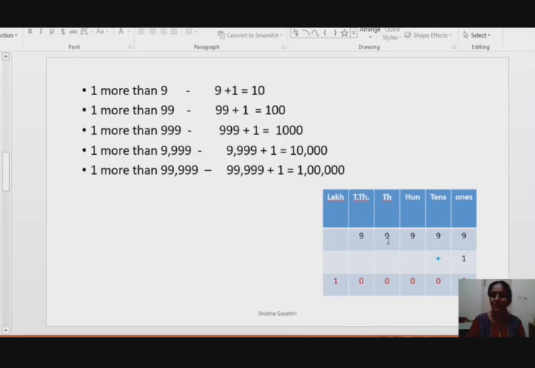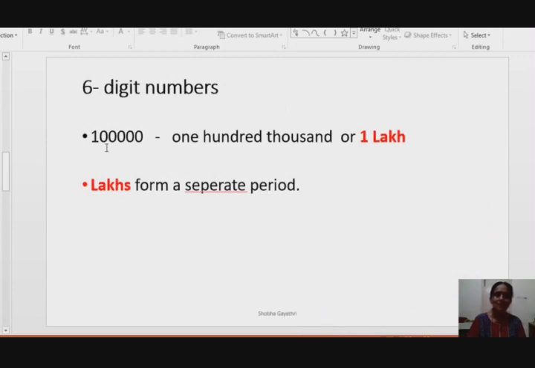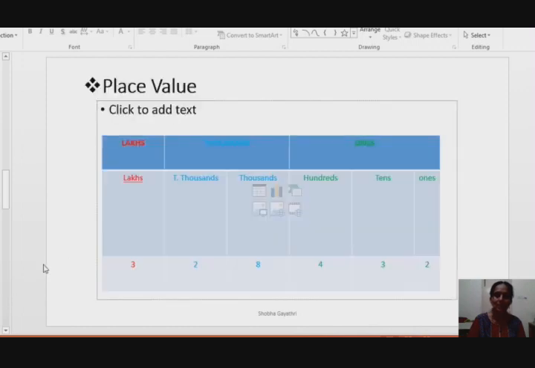Here you are adding 99,999. Add 1 to 9. 9 plus 1, 10, 1 carry over. 1 plus 9, 10, 1 carry over. This continues in every place. How to read this number? How many zeros are here? 5 zeros are here and 1. You can read the number 100,000 or 1 lakh. Lakhs form a separate period. We will learn the place values. Till now, you have learned the place values for the 10,000 period.